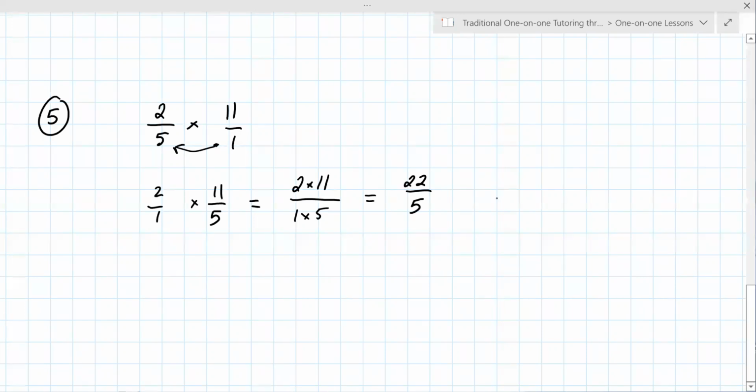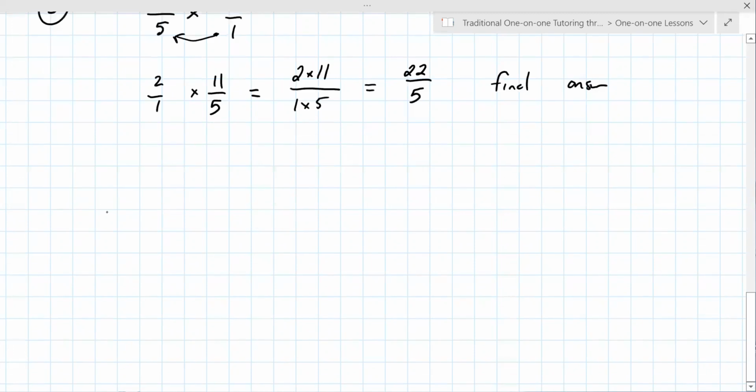So this is the final answer. There's nothing more you can do. Sometimes you can't do anything. So here's another example to try. What is 3/7 times 8?